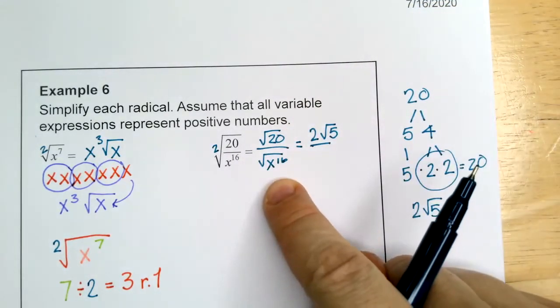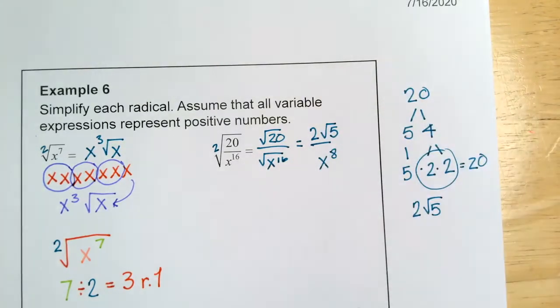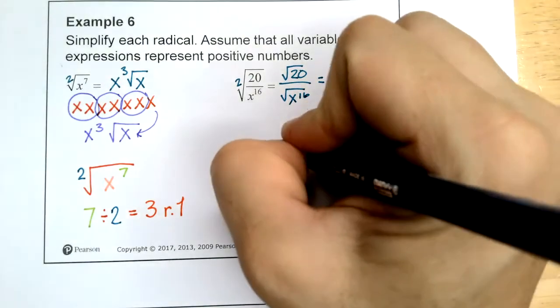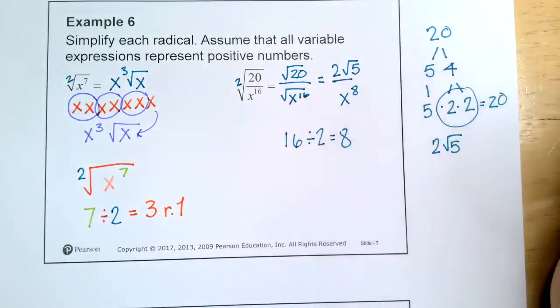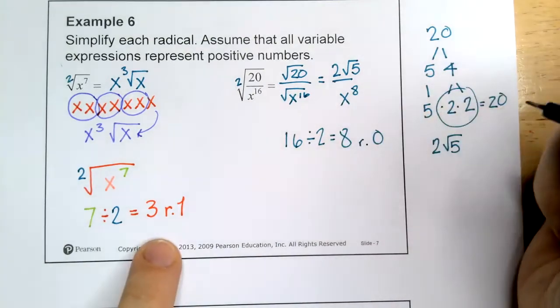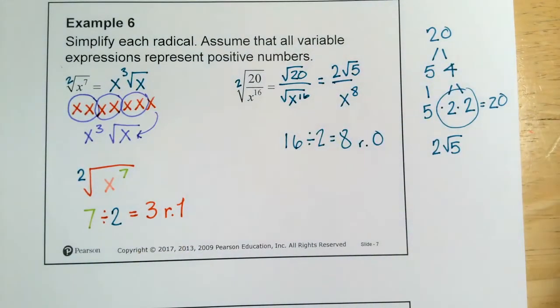And then for x to the 16th, remember we just divide 16 by 2, we get x to the 8th. We can make 8 groups of 2 out of 16. 16 divided by 2 is 8, remainder 0. This was remainder 1, so we have 1 x. This was remainder 0, so we have no x's under the radical.